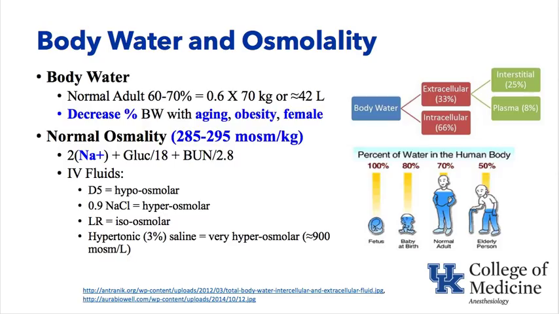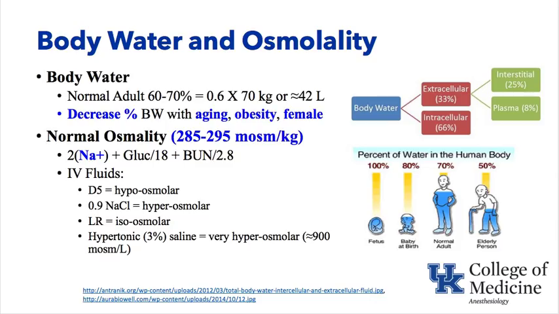IV fluids: D5W is very hypoosmolar. 0.9 saline is hyperosmolar. It's 154 milliequivalents of sodium. LR is considered isoosmolar, and hypertonic saline, or 3% saline, is very hyperosmolar with about 900 milliosmoles per liter.